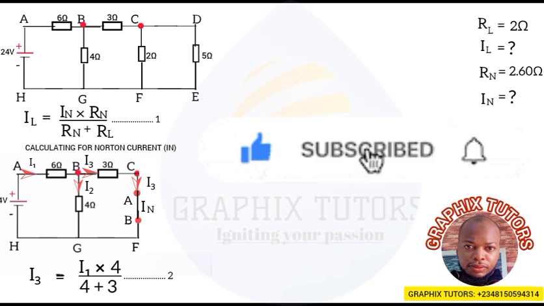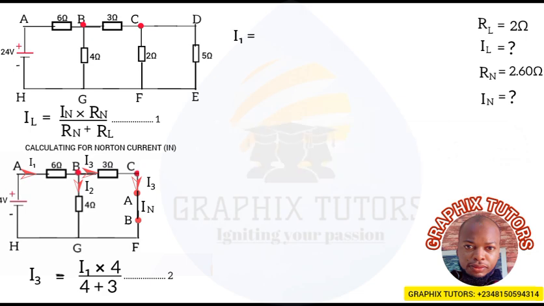Now that means for me to get my I3, I need to know what my I1 is. So to get my I1 will be equal to what? The voltage source all over the R equivalent, from your Ohm's law that says V is equal to what? IR.